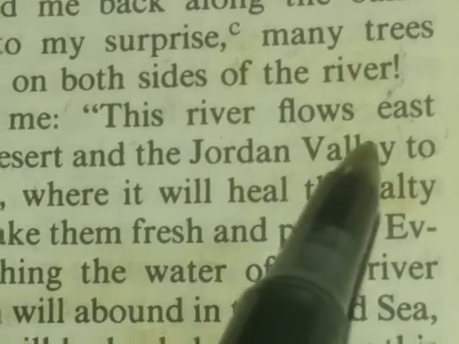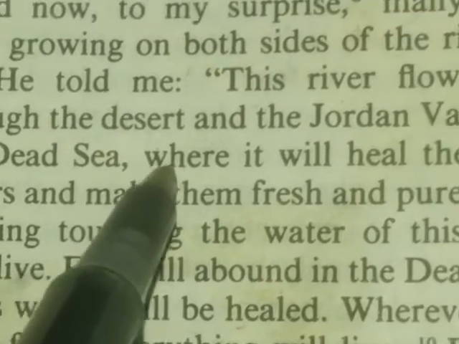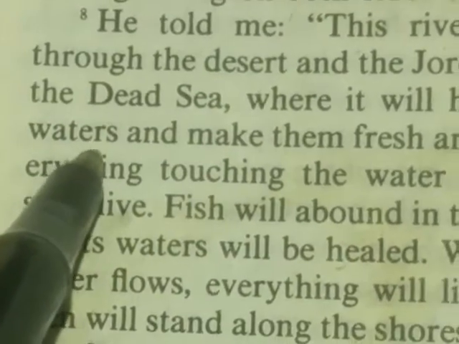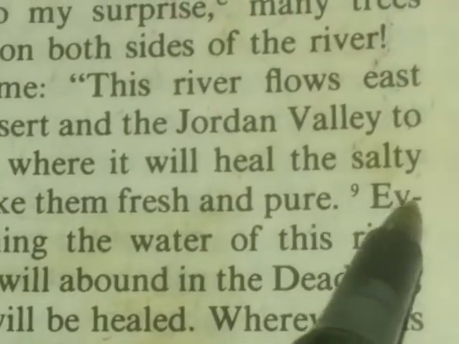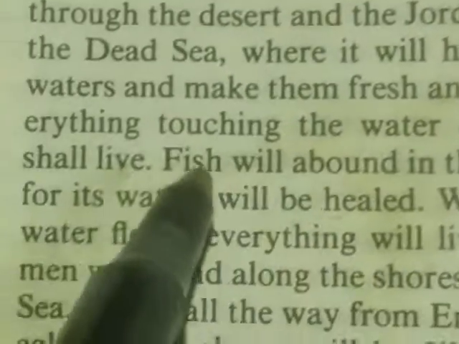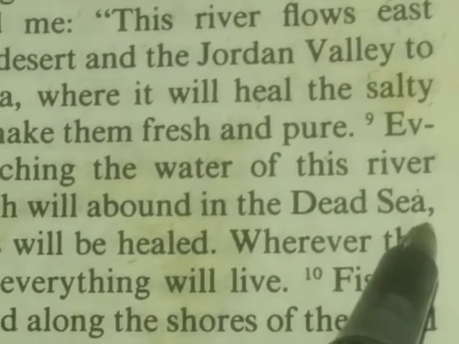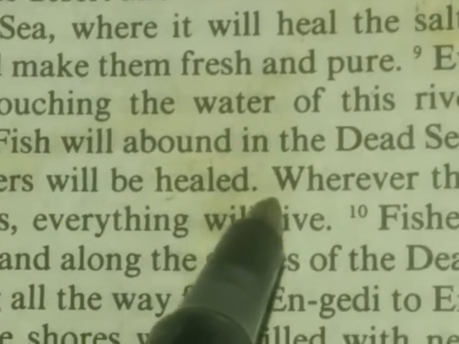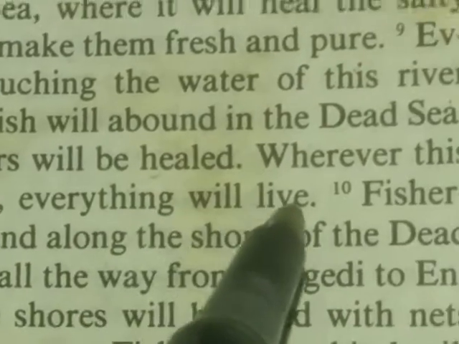And the Jordan Valley to the Dead Sea. It's flowing into the Dead Sea, where it will heal the salty waters. See that? And make them fresh and pure. And everything that touches the water of this river shall live. Fish shall abound in the Dead Sea, for its waters will be healed. Wherever this water flows, everything will live.